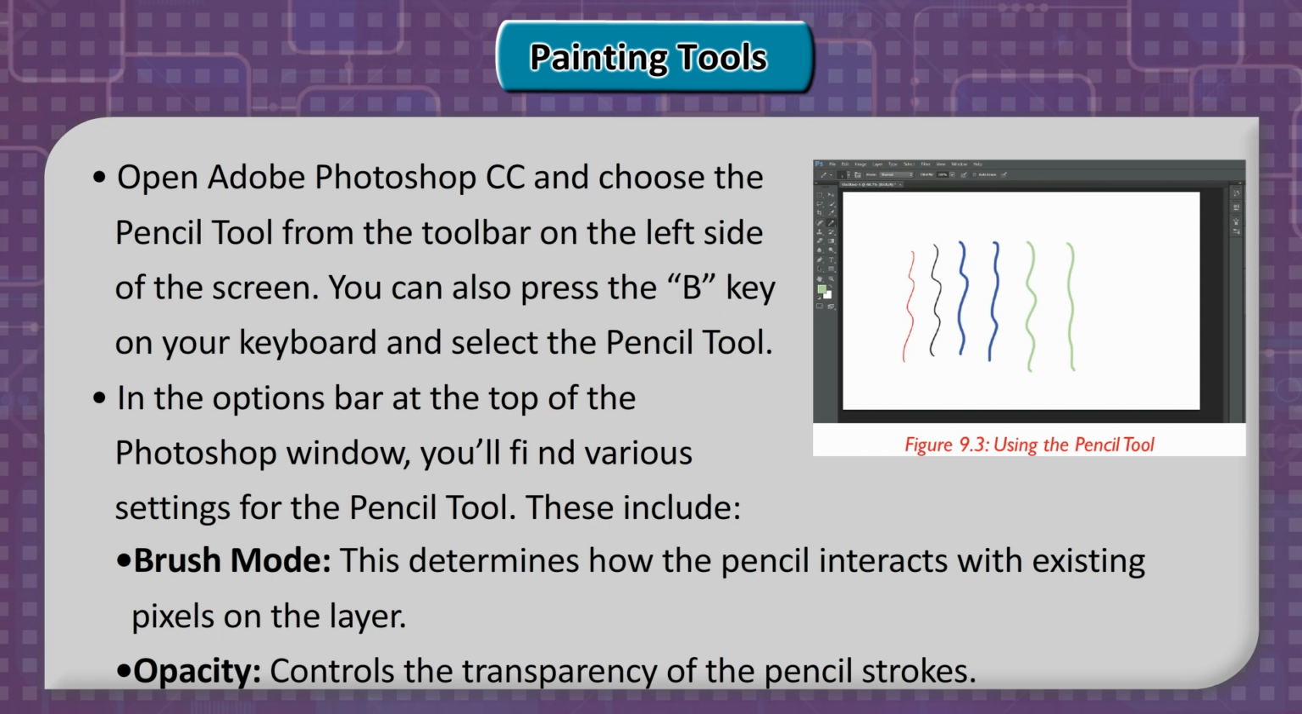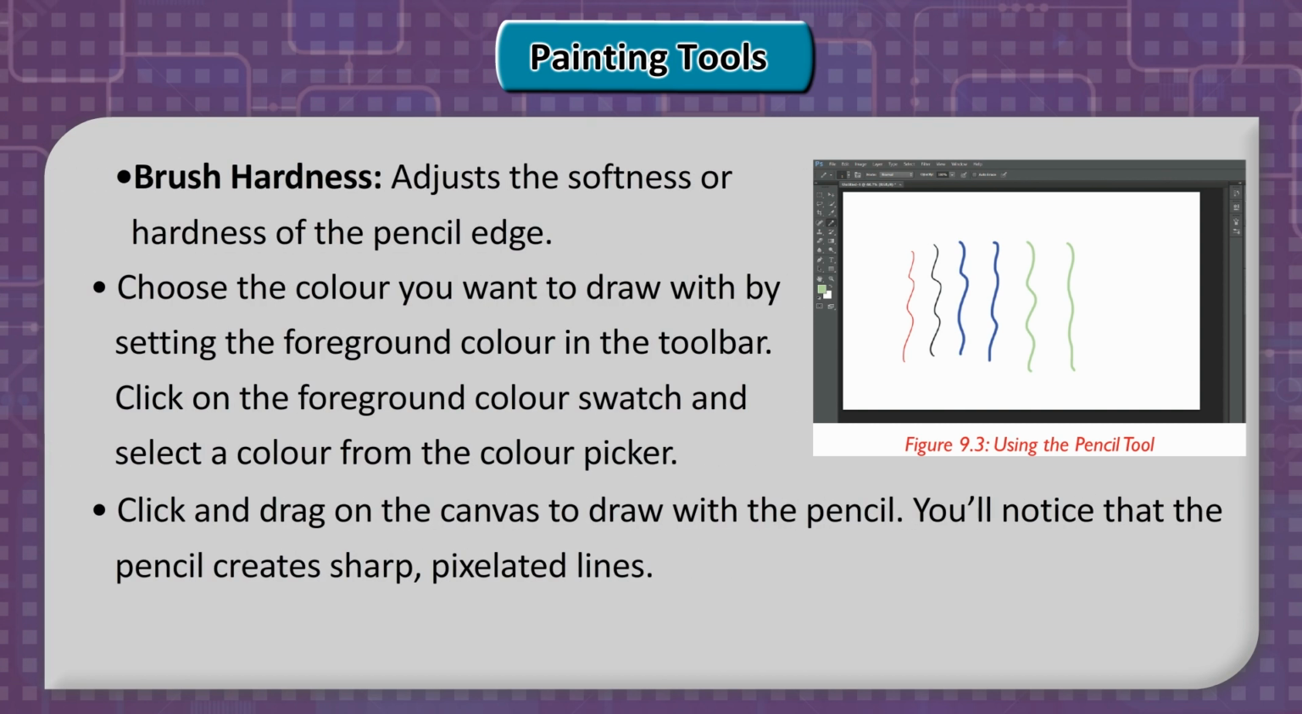In the options bar at the top of the Photoshop window, you'll find various settings for the pencil tool. These include brush mode: this determines how the pencil interacts with existing pixels on the layer. Opacity controls the transparency of the pencil strokes. Brush hardness adjusts the softness or hardness of the pencil edge. Choose the color you want to draw with by setting the foreground color in the toolbar. Click on the foreground color swatch and select a color from the color picker.